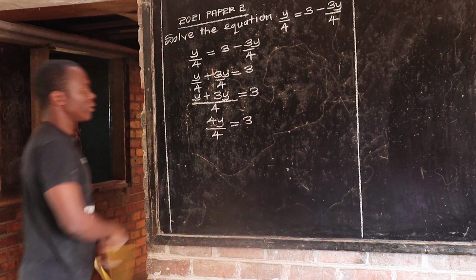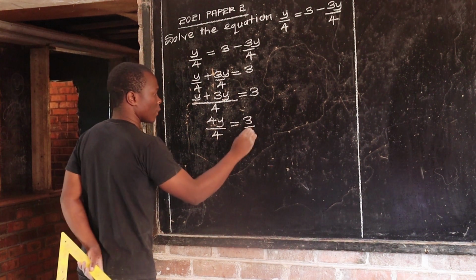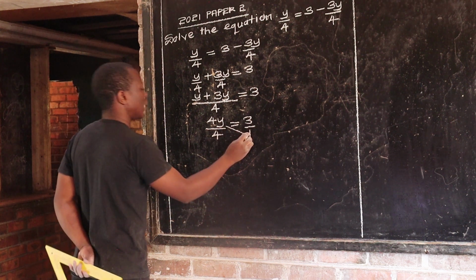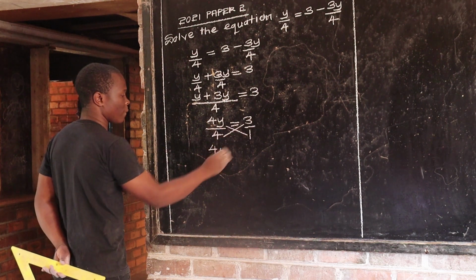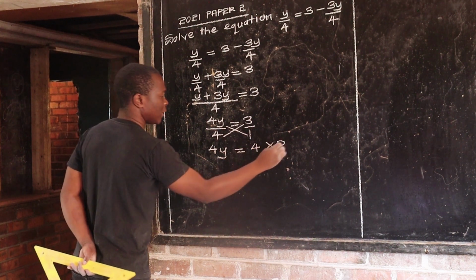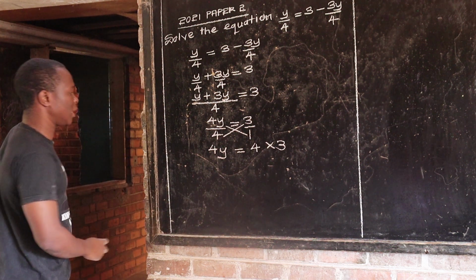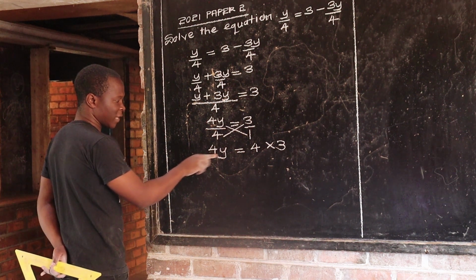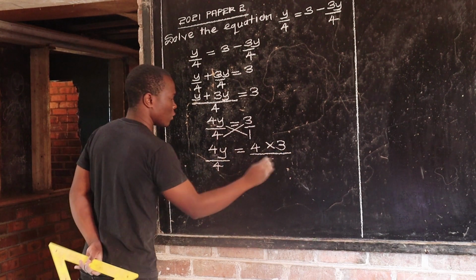Now at this level, what we are going to do is cross multiply. So first we are going to say over 1. Then we adopt cross multiplication and say 4y times 1 and 4 times 3. So you obtain 4y is equal to 4 multiplied by 3. Okay, then for us to remain with y, you're supposed to divide all the sides by the coefficient of y, which is 4. So divide both sides by 4. So you say over 4, even this side over 4.